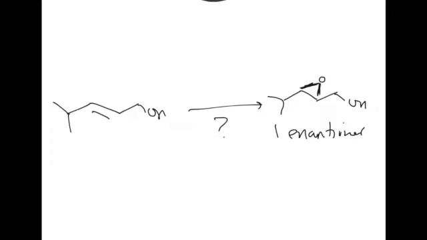If you wanted to make one enantiomer of that, how would you do it? A Sharpless epoxidation. Of course, I don't remember everything that is involved with that, so I'm going to cheat and go back. Right, so it's a Sharpless epoxidation.